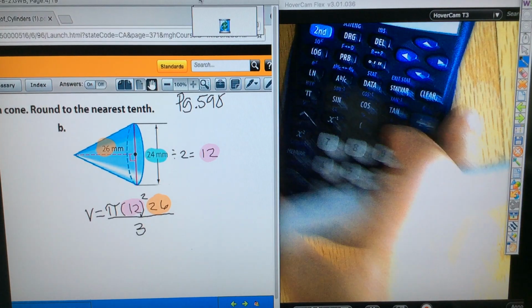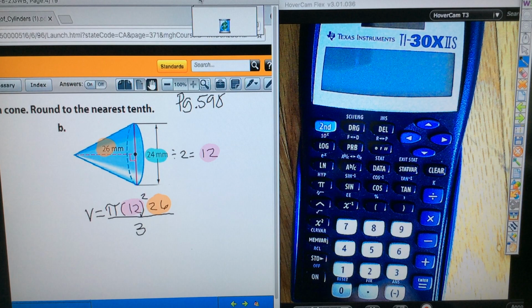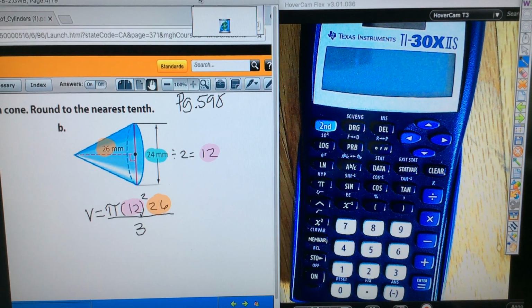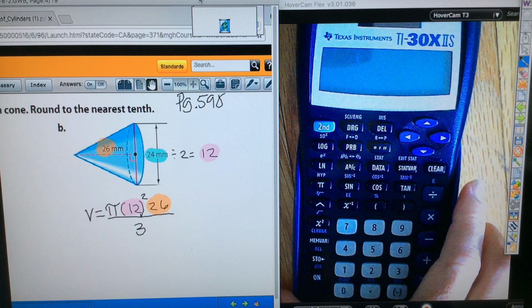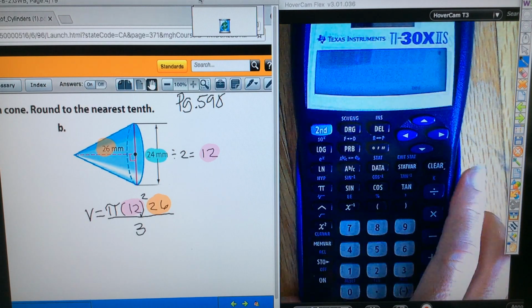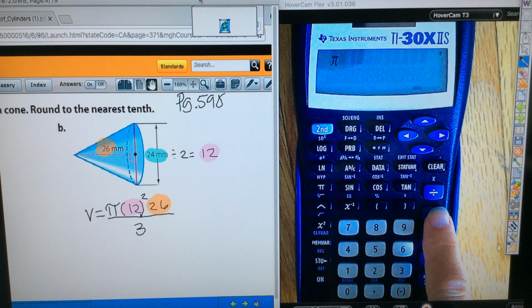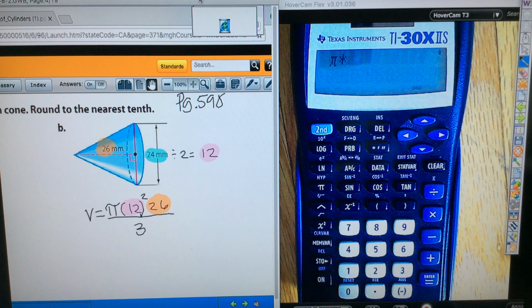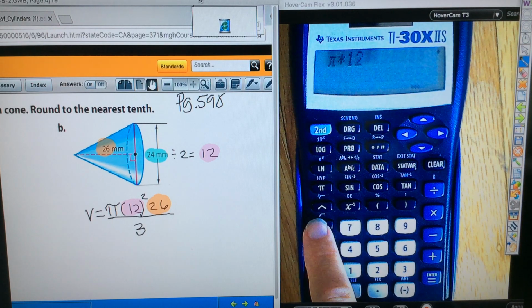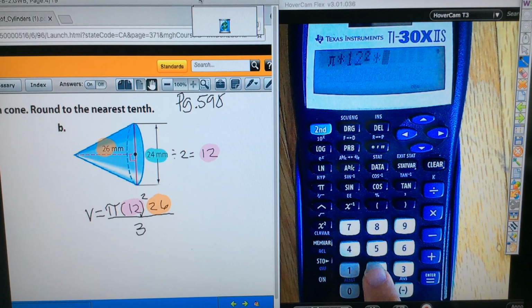Model it for you guys. Okay, so by the way, if you don't have a pi button, just use 3.14. That's fine, as an approximation. So pi, or 3.14, and you don't even have to hit times, it'll work if you don't. 12 squared, which squares my radius of 12. I'm going to multiply by the height, which is 26.